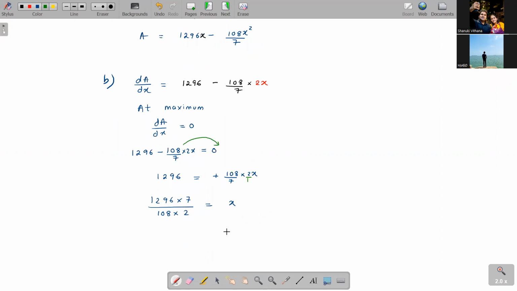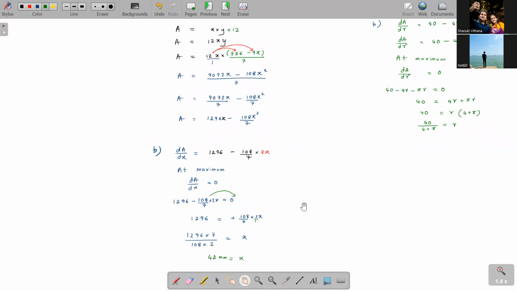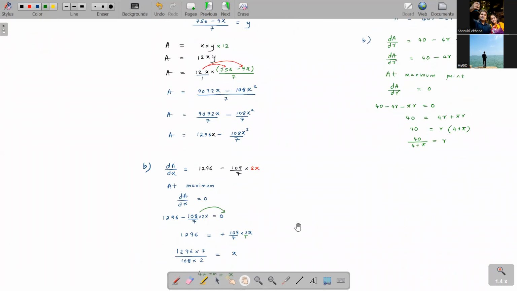What is the x value? The x value is 42 millimeters. Is that okay? It's a matter of typing it in the calculator. So the x value is 42. And then we need to get the maximum area, right? Hence, find the maximum area.